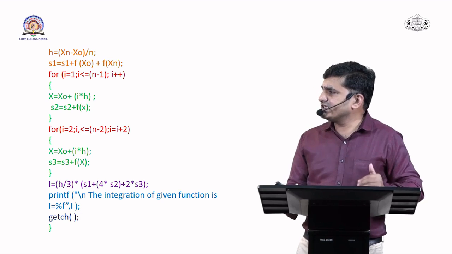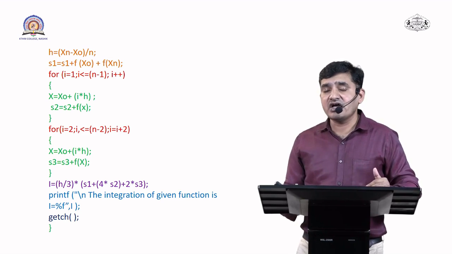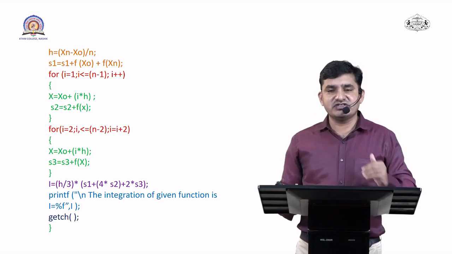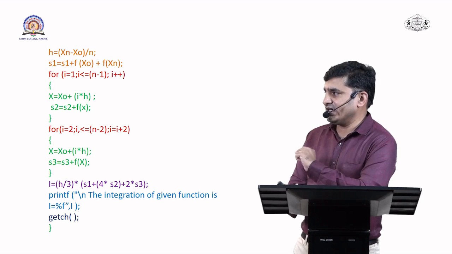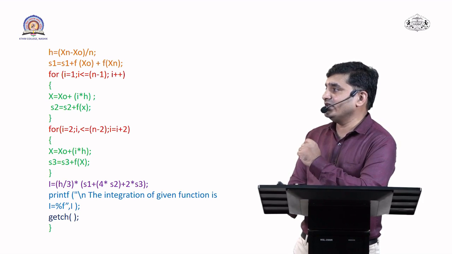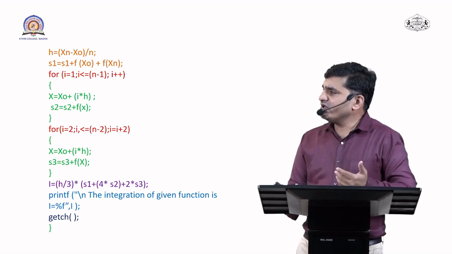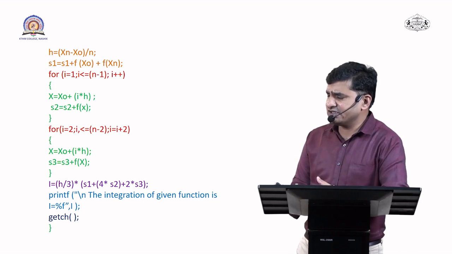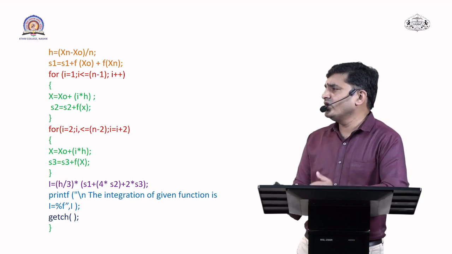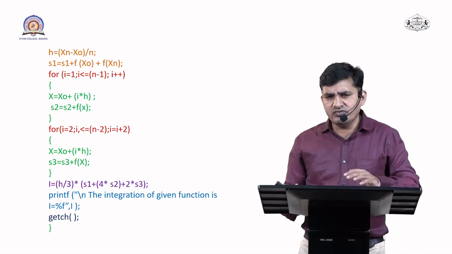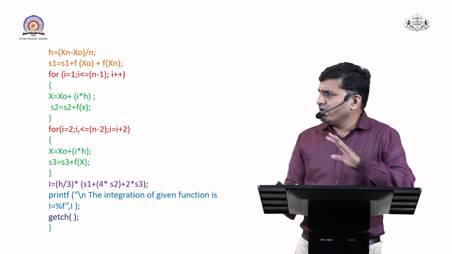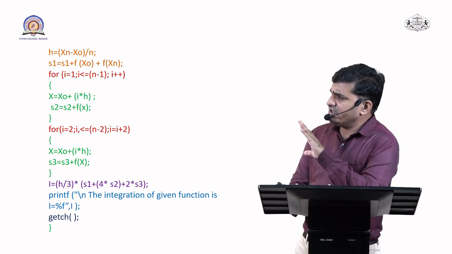Now in the loop, x is equal to x0 plus i into h. When i is equal to 1, x becomes x0 plus h. Now i is incremented, so it becomes the next value. So s2 is equal to s2 plus f of x0. Now we have to consider i is equal to 2. We have to consider the second for loop. By using this, we get all odd terms.